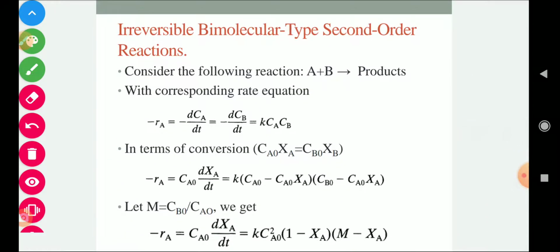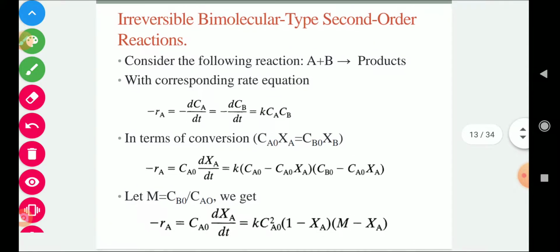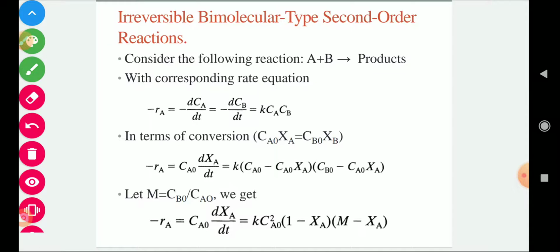Now we will discuss several examples of solving equations for integral methods. For example, if we have an irreversible bimolecular type second order reaction, so it's a bimolecular irreversible reaction, it means A plus B react to form product P. The reaction is second order, and it's first order with respect to A and first order with respect to B, and the total order of reaction is 1 plus 1 equal to 2. So its rate expression will be k into CA into CB.